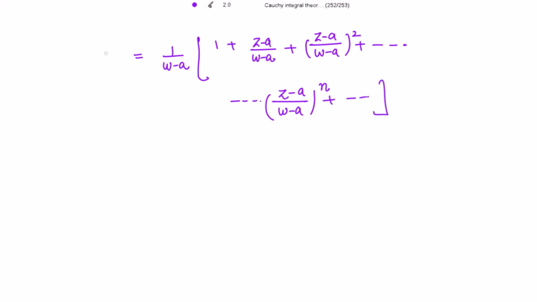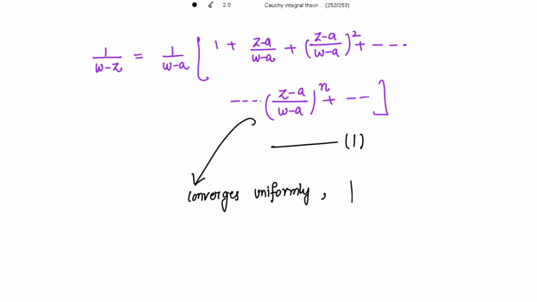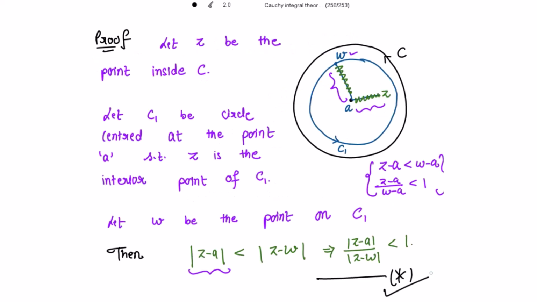And on the left hand side we have 1 divided by (W minus z). Please mark this as 1. Now this series converges uniformly. Why? Because mod of (z minus A) divided by (W minus A) is strictly less than 1 from star. We can also take this mod together.